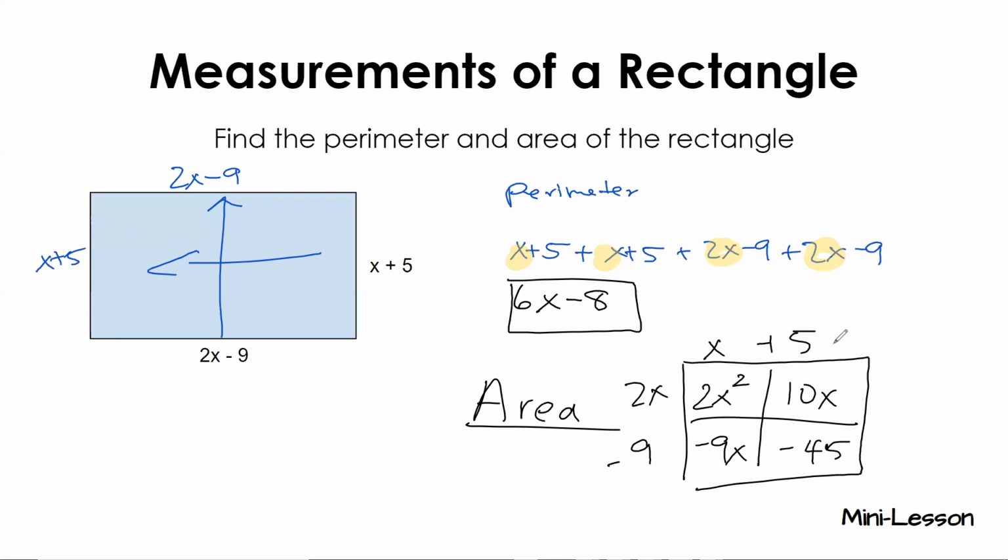I can't read my own handwriting. It's fine. Okay. When we combine like terms, we're going to get 2x squared plus 1x minus 45.